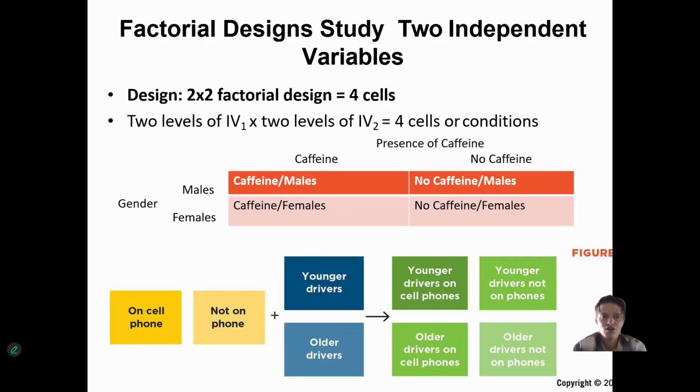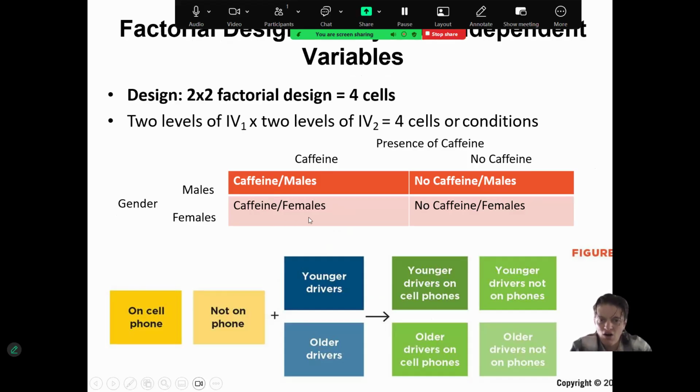So, as I mentioned a little bit earlier, when we're talking about independent variables, and we're only looking here at factorial designs with two independent variables, a two by two design means that we're going to have four different possible cells, right? Four cells or conditions, two levels of independent variable one and two levels of independent variable two creates four cells or conditions, which you can see here. So if we're looking at the effect of caffeine on memory, and we're looking at men and women, this is a two by two design. We have caffeine for men, caffeine for women, no caffeine for men, no caffeine for women, right? So four different cells or conditions.